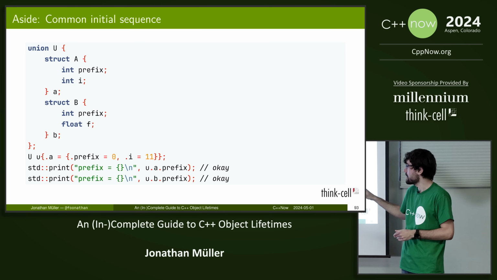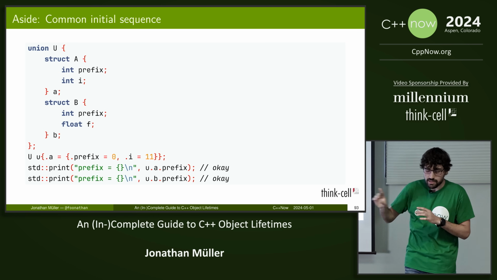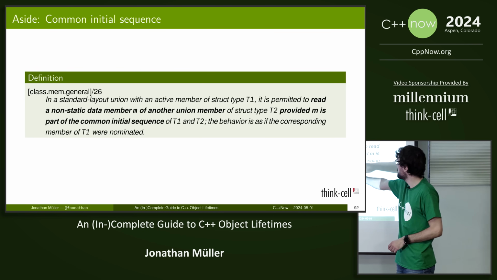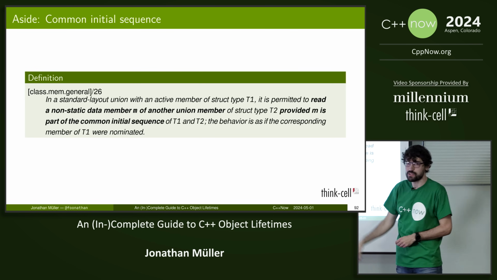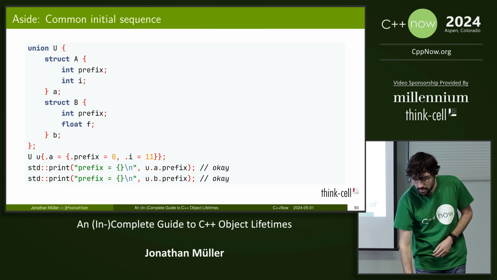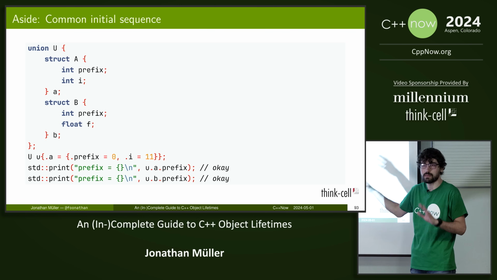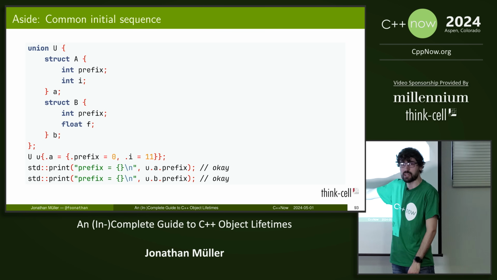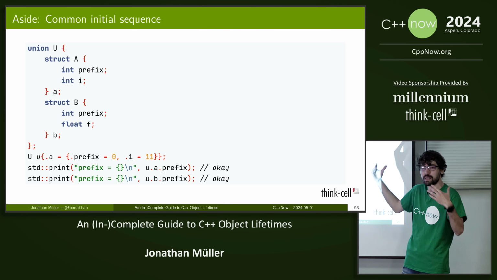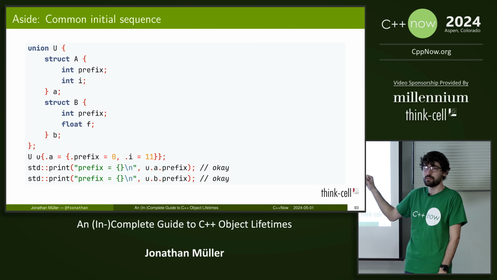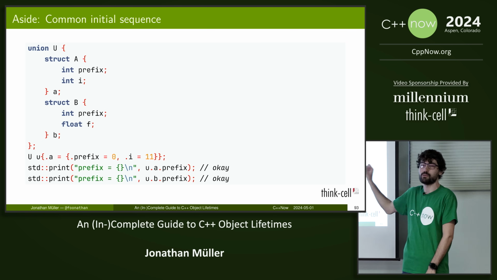Thank you, Howard. This, however, doesn't have anything to do with lifetime. Essentially, the behavior is as if the corresponding member of T1 were nominated. So the compiler sees we access u.b.prefix, which is not fine, so the compiler treats it as if we had written u.a.prefix. It does it dynamically at runtime to always ensure that we're accessing the right one. But it doesn't have anything to do with lifetime, it just makes the access correct all the time.